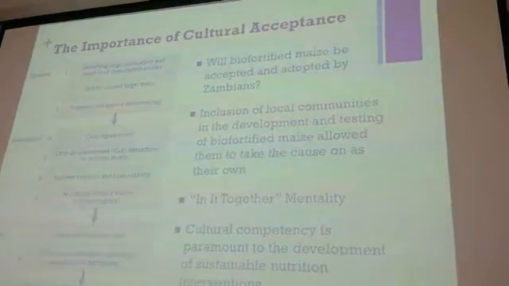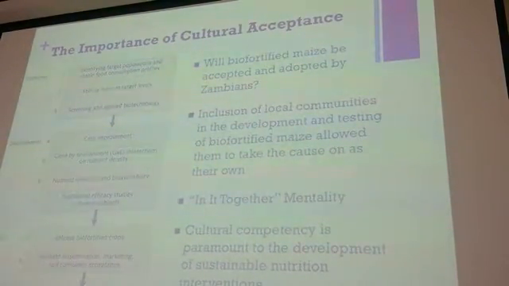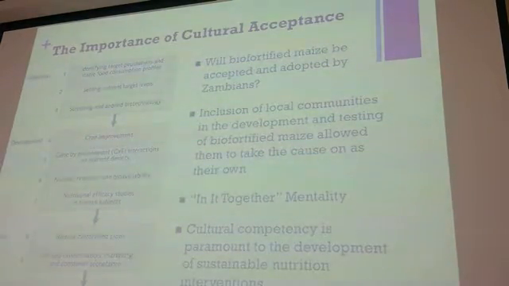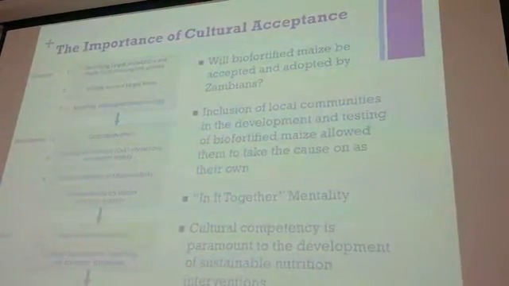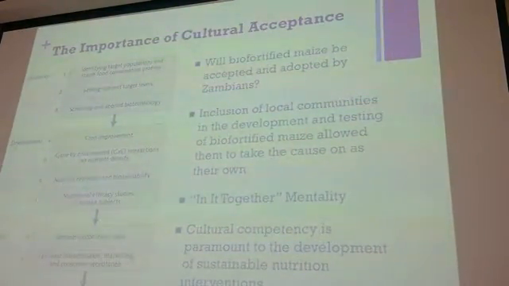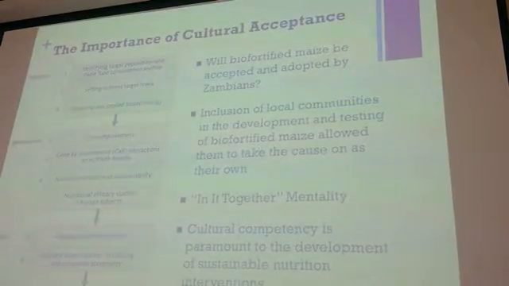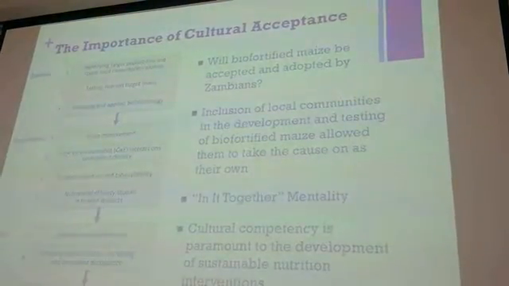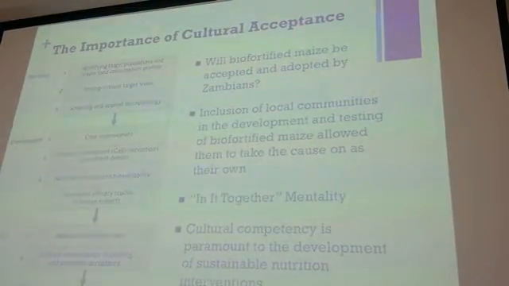However, including local communities really makes a big difference in that acceptance. And it creates this in-it-together mentality that puts everybody on the same page and allows everybody to share in that benefit of improving children's health, which is a big deal and people get very excited about that. And of course, just to emphasize, cultural competency in this study was really paramount to it happening, and to us maintaining positive relationships with the communities we worked with so we could build capacity as we move forward for biofortified maize and future studies.